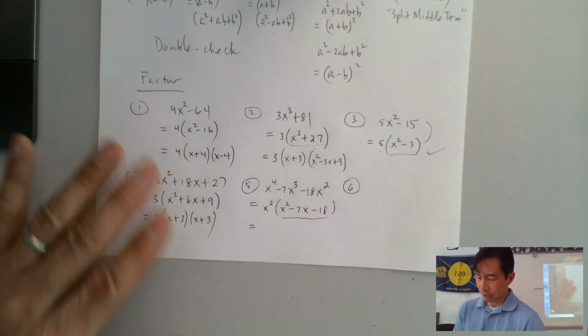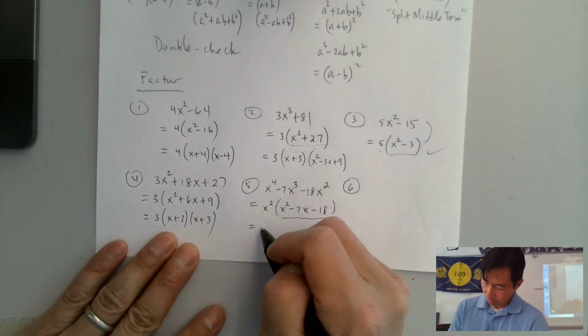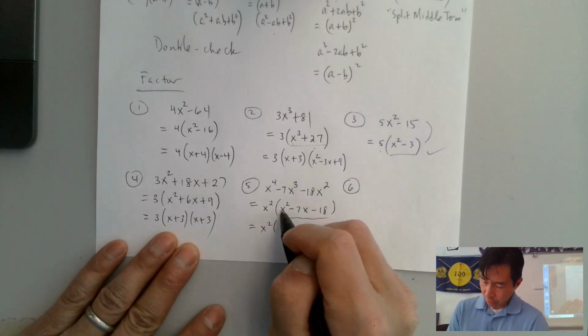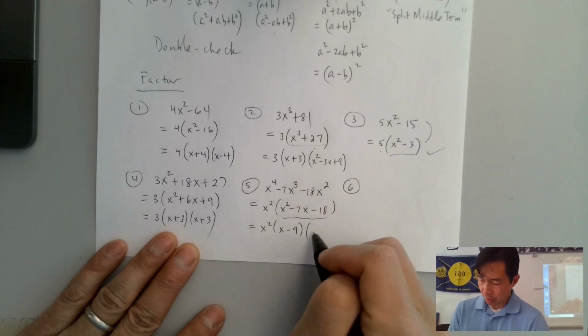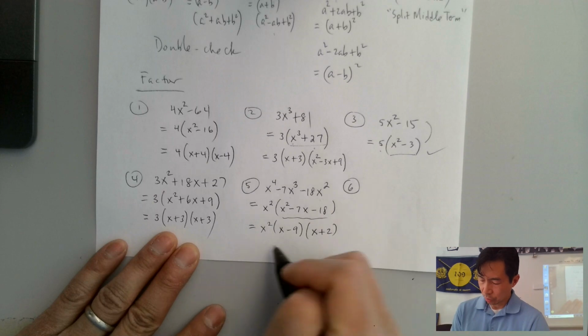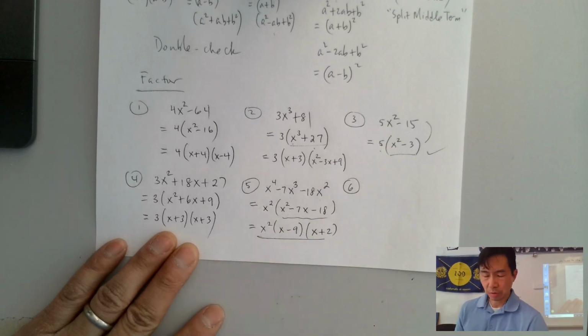And I can play the game here with product negative 18, sum negative 7. The winners are negative 9 and 2. And since a is 1, I can skip to x minus 9, x plus 2. The full factorization is x squared times x minus 9 times x plus 2.